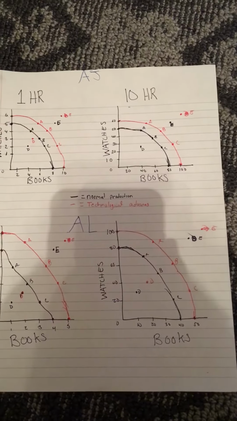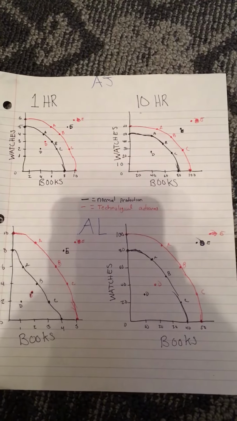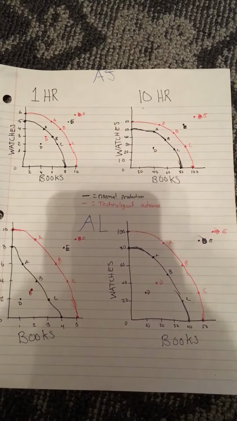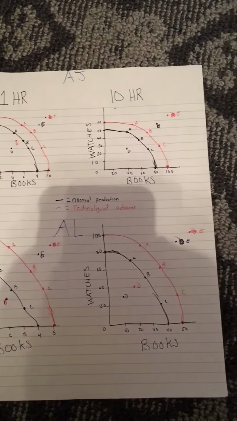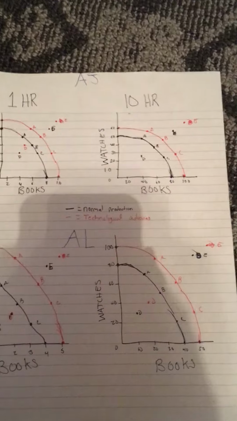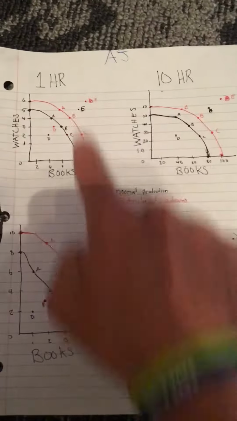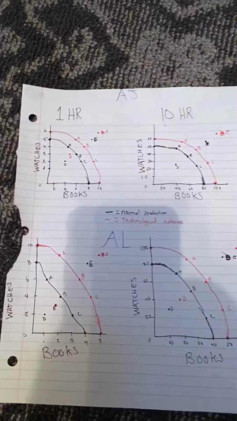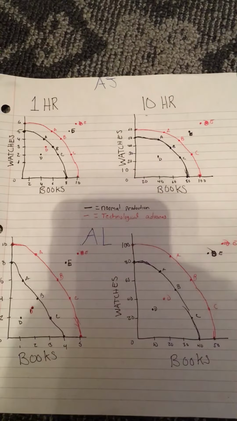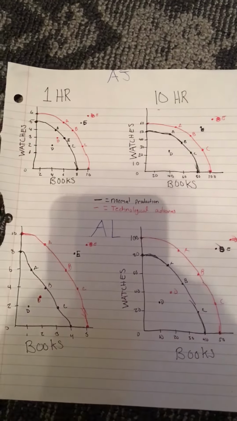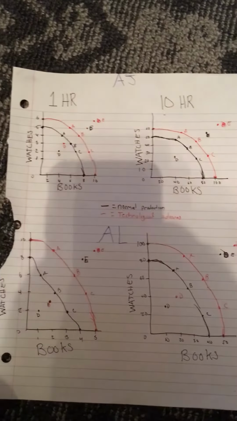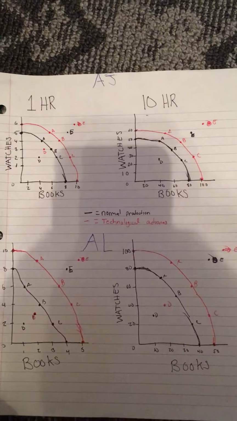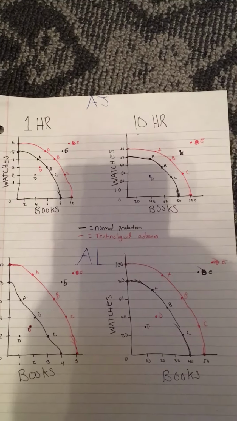Point D is going to be inefficient. AJ is not producing to the best, and he's not getting his money's worth. And point E is infeasible. That's the top point up here and up here. At first it was D, but now it's E because I changed it. So that's going to be infeasible. That means he cannot produce that amount of books and watches. It's just going to be too much for him. And we have that on a 1 hour and 10 hour frontier here.